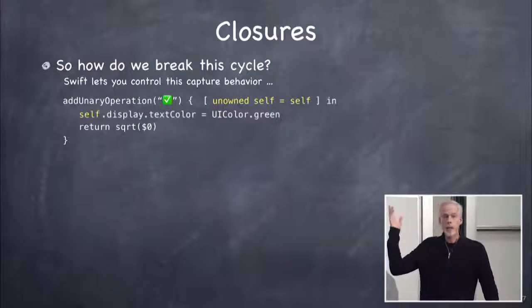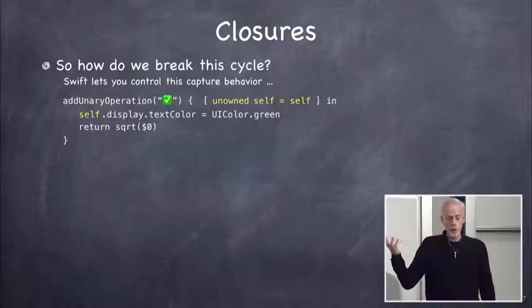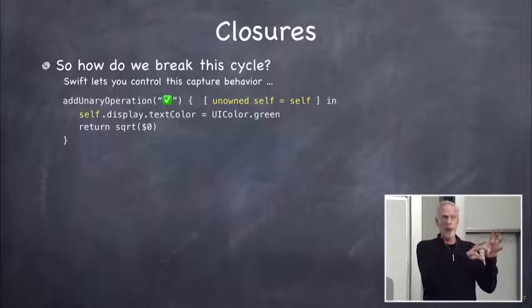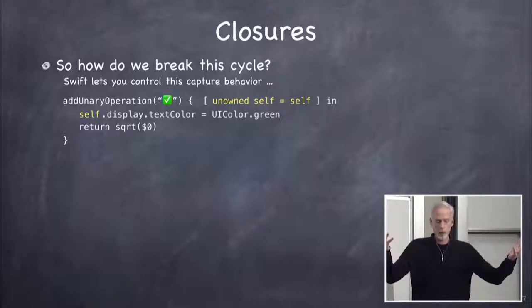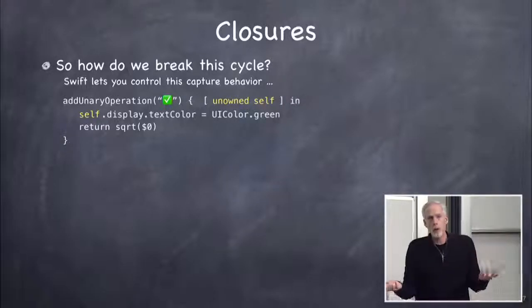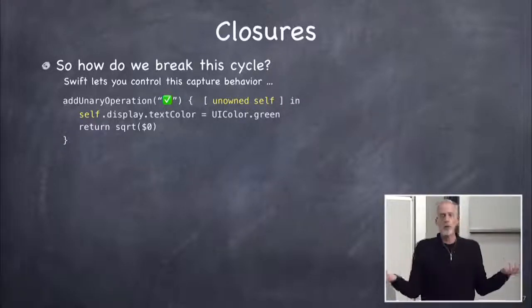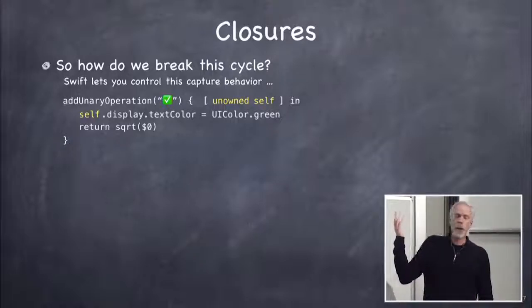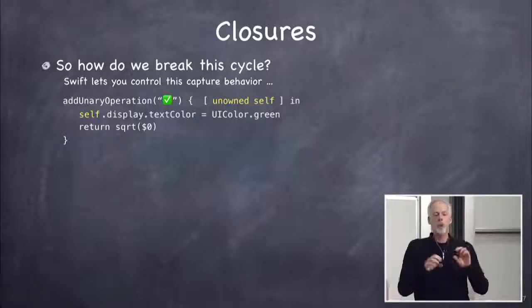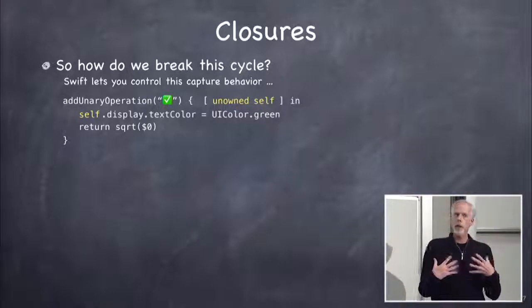Oh, by the way, it doesn't have to be called me. I could say unowned self equals self. In other words, the local variable can shadow, or have the same name as, the more global variable self. In fact, if I just say unowned self, that's the same as saying unowned self equals self. So this is a lot of times how we'll break a cycle. We'll say unowned self. And that basically means inside this closure, you can assume that self is in the heap.